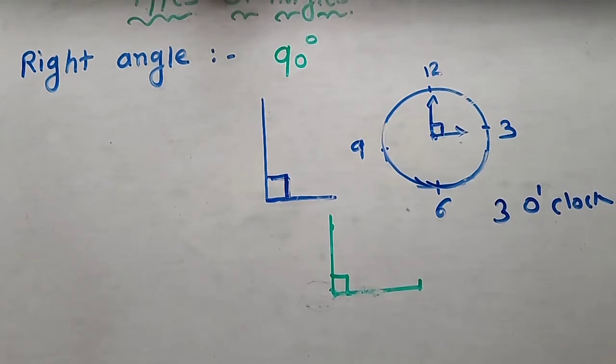More examples are a table. A table is a rectangle shape. The corners of the table again form 90 degrees. So these are all real life examples of a right angle.